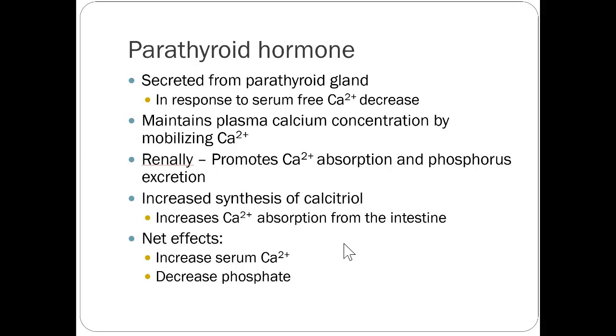So let's talk about these a little bit more and talk about what they do specifically. Parathyroid hormone, you can see here what it's doing to calcium. Essentially it's upregulated and released from the parathyroid gland if there is a decrease in free calcium, so it maintains plasma calcium concentration, and it's basically mobilizing calcium, and of course that's coming primarily from bone sources, so it's breaking down bone.